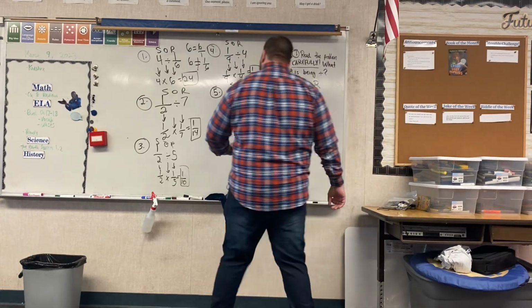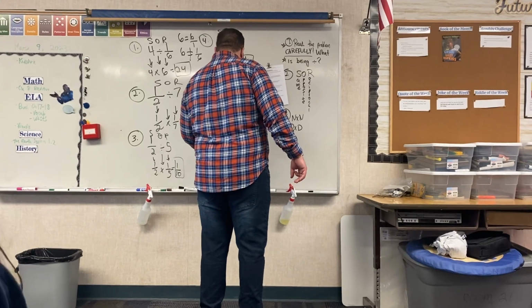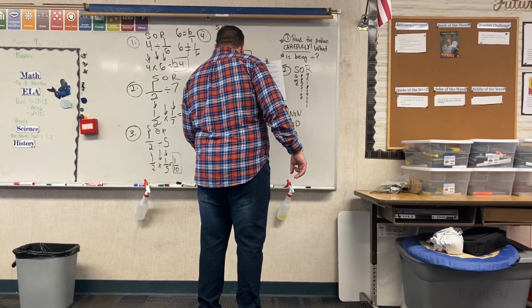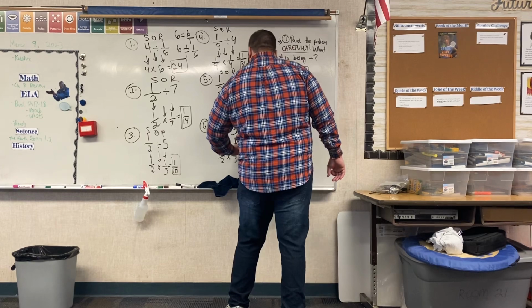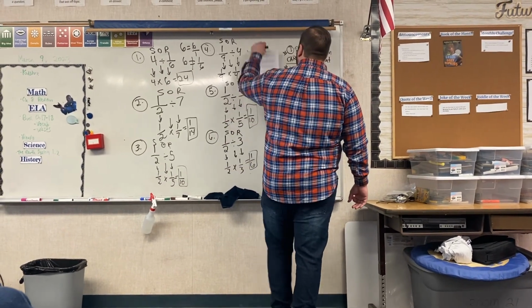1/2 stays the same. Opposite division is multiplication. The reciprocal of 3 is 1/3. 1 times 1 is 1. 2 times 3 is 6. 1/6 is your final answer.